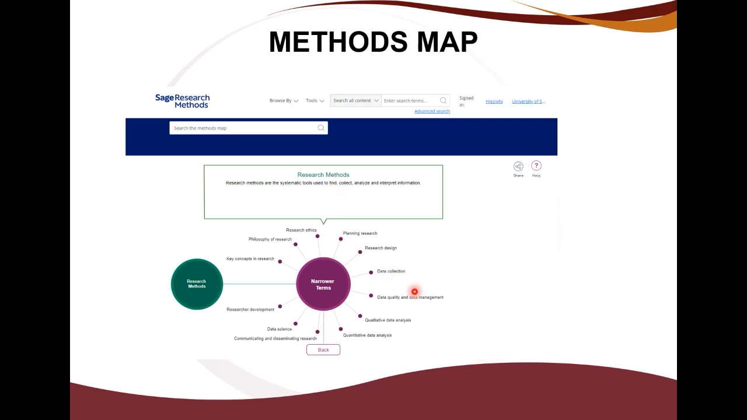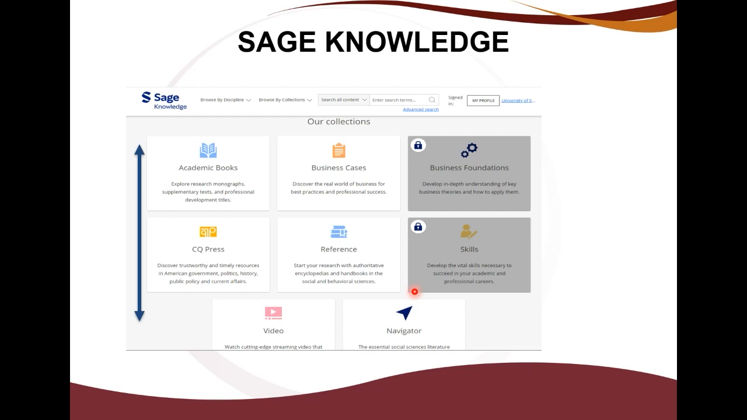So we're going to go live. This is Sage Knowledge, which is a part of Sage Research Methods. They are both from Sage, and it gives you academic books, business cases and some references where you can go, if you want, to get an understanding of what data analysis means, what interviews are, the kinds of interviews there are out there, and what kind of interviews you want to choose as a methodology.